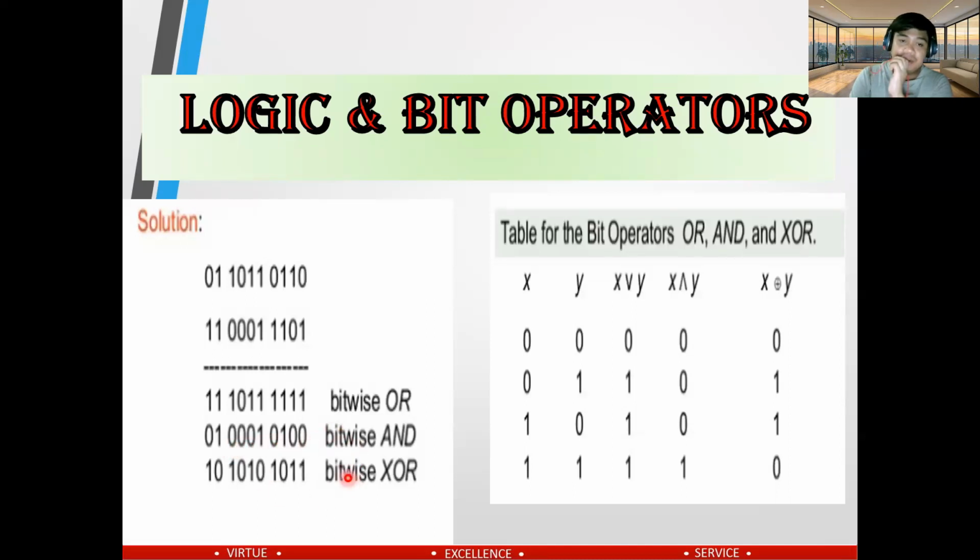And for our exclusive OR, kailangan magkaiba para maging 1. So 0, 1, yes, 1 kasi magkaiba. 1, 0, 1 kasi magkaiba. 1, 1, so 0 kasi parehas. We have 0, 1, so 1 kasi magkaiba. We have 1, 1, so 0 kasi parehas. 1, 0, so 1 kasi magkaiba. 0, 0, 0 kasi magkapareho. 1, 0, 1 kasi magkaiba. 1, 1, so 0 kasi magkapareho. And we have 0, 1, it is 1 kasi it is different. So we have 1, 0, 1, 0, 1, 0, 1, 0, 1, 1.